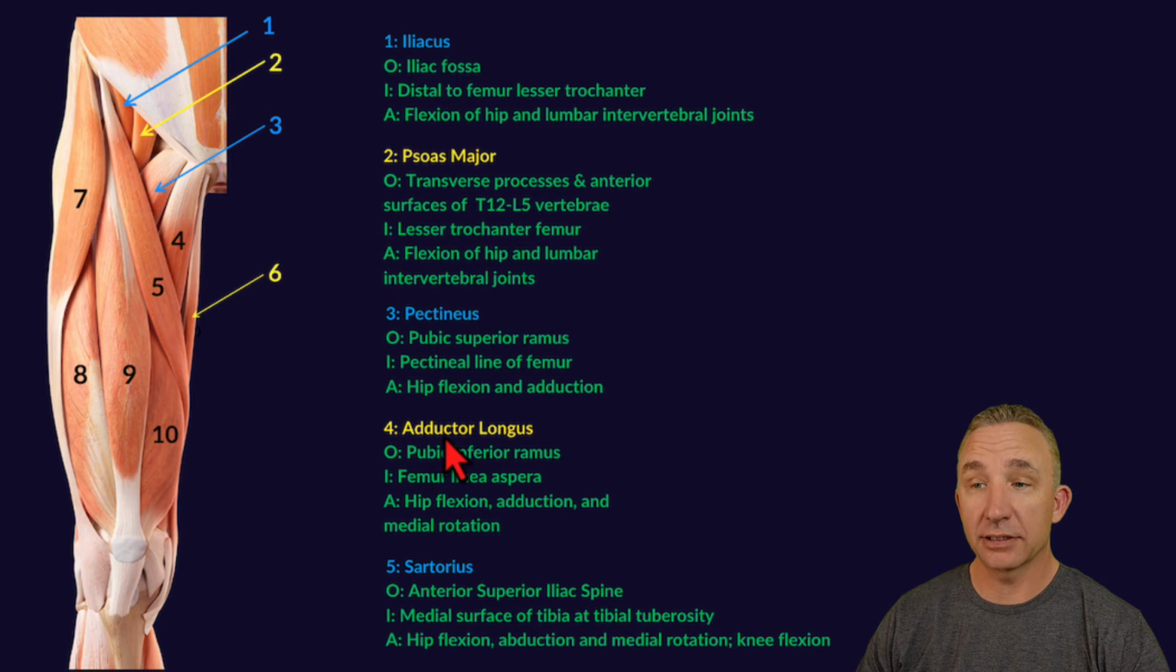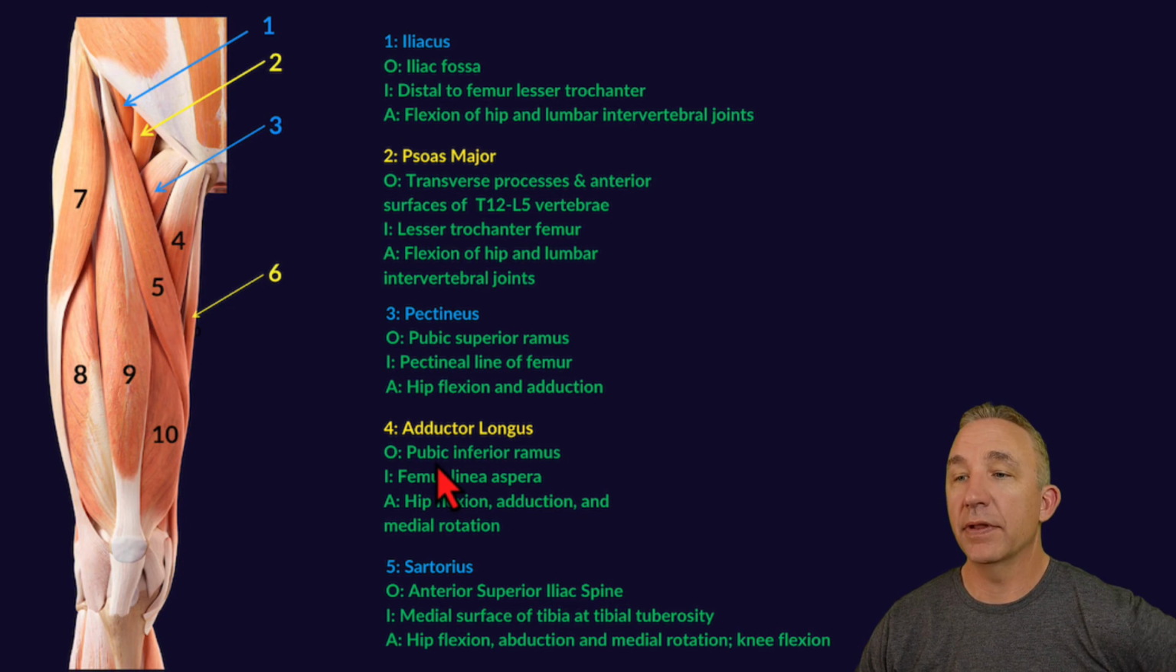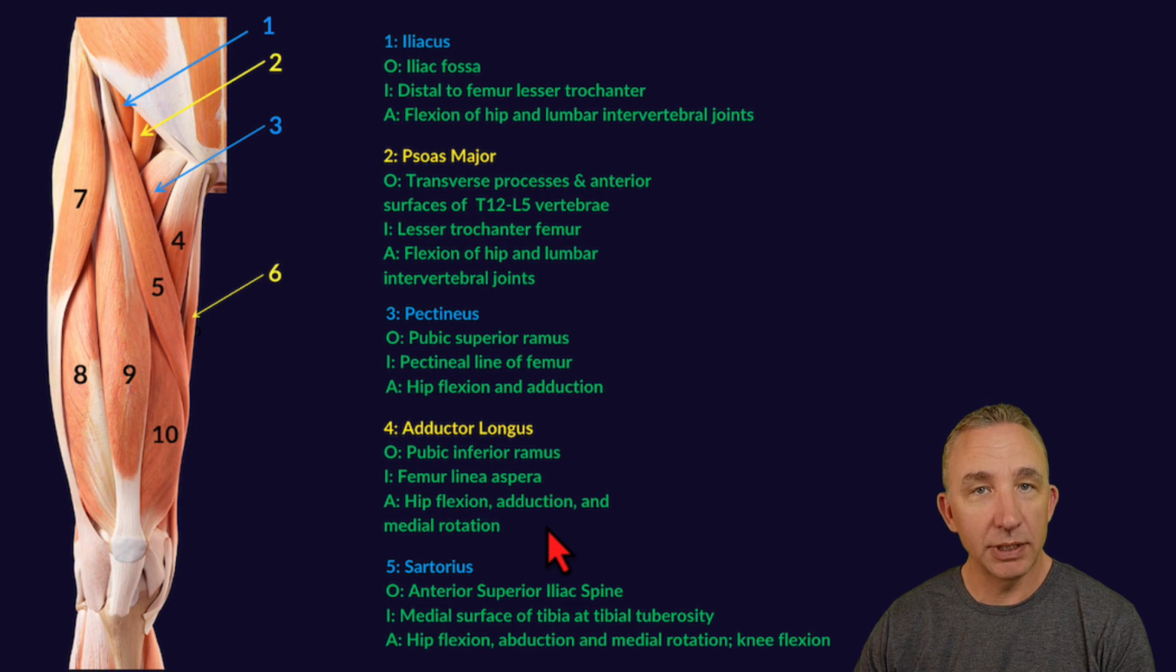Versus adductor longus, where we have a lot more movement for the hip. It goes from the inferior ramus of the pubic bone and then drops down to the posterior side at the linea aspera of the femur. So this is a longer muscle. That's why we call it adductor longus. I can get that full movement of my hip to flex, adduct, and give me medial rotation. It's a lot of movement in conjunction with the sartorius.